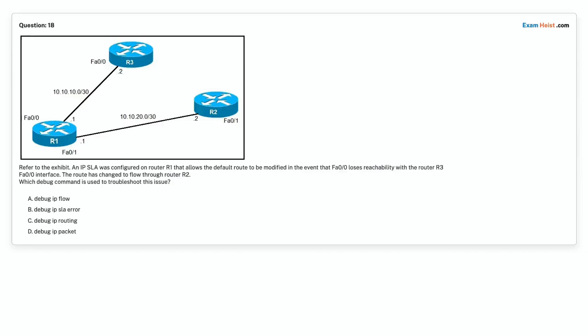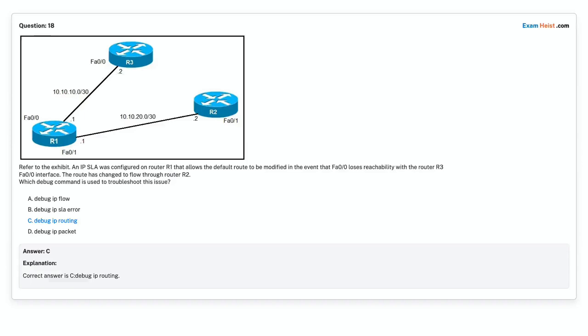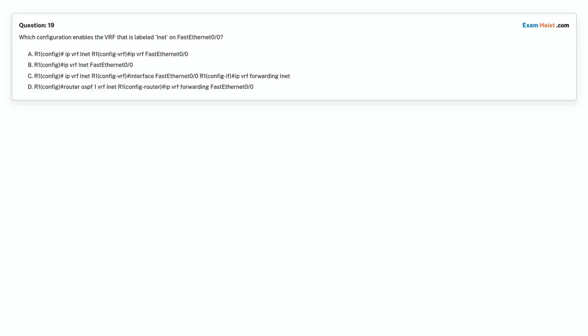Option A. Debug IP flow. Option B. Debug IP SLA error. Option C. Debug IP routing. Option D. Debug IP packet. Choose the correct answer. Correct answer is option C. Debug IP routing.